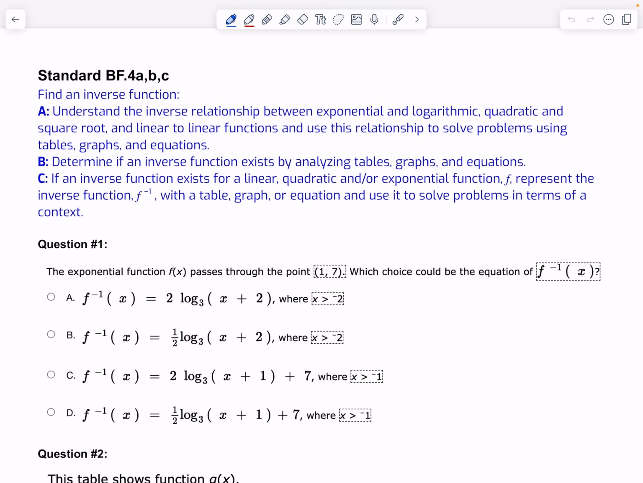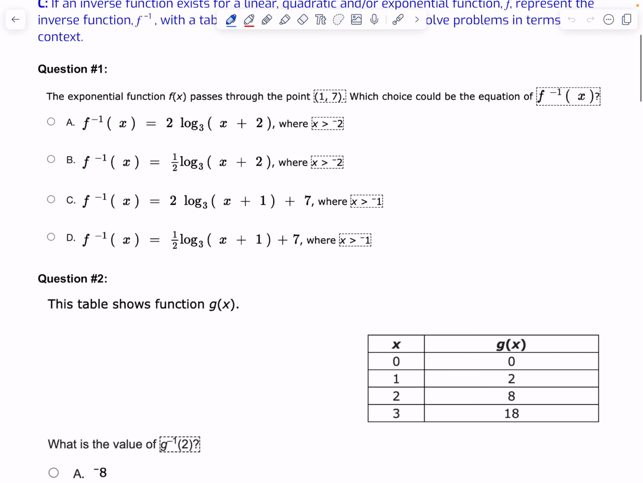So I'm going to divide these problems into two videos, 4 questions per video. So this one is number 1. The exponential function f of x passes through the point (1, 7). Which choice could be the equation f^-1 of x?